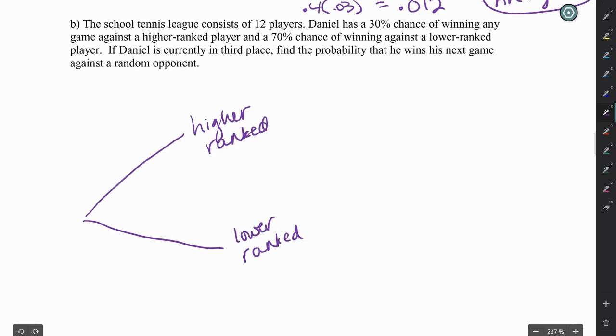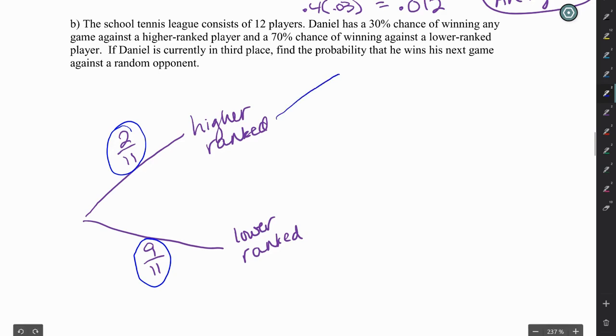So altogether, there's 12 players. Daniel is one of those players, so he doesn't count. So there's 11 players. Because he's in third place, 2 out of the 11 players are ranked higher than him, which means 9 out of 11 are ranked lower. An important thing to take note of, the branches have to add up to 1. So 2 11ths plus 9 11ths is 11 11ths. They have to add up to 1.